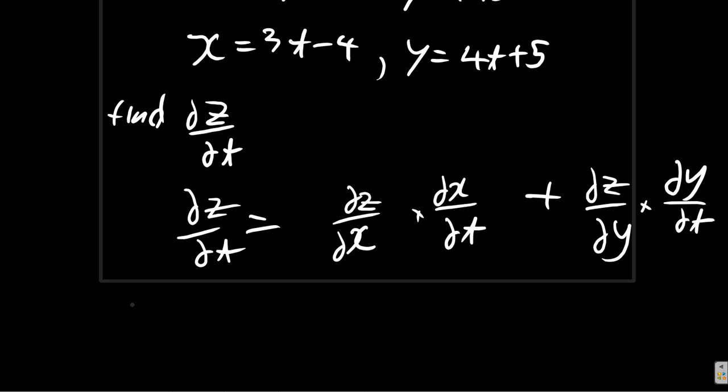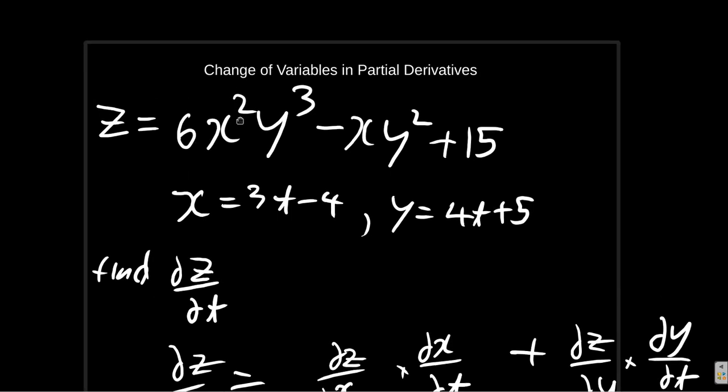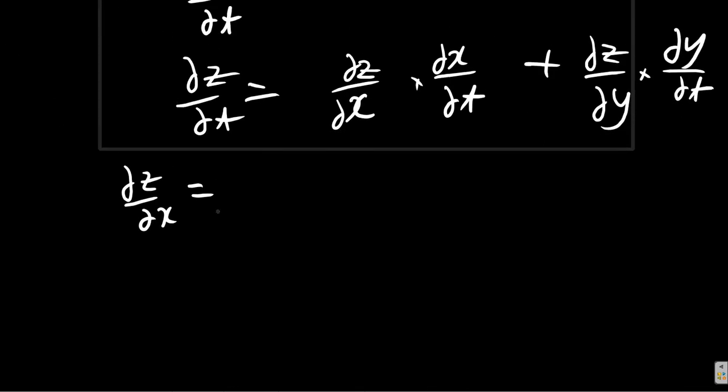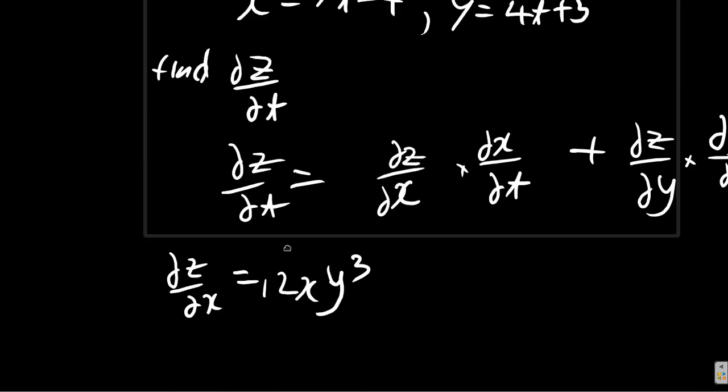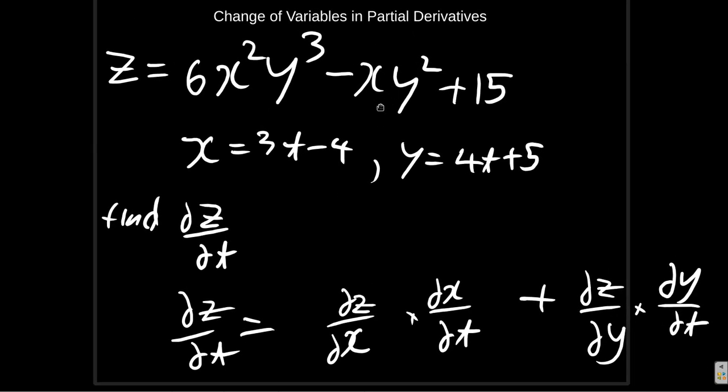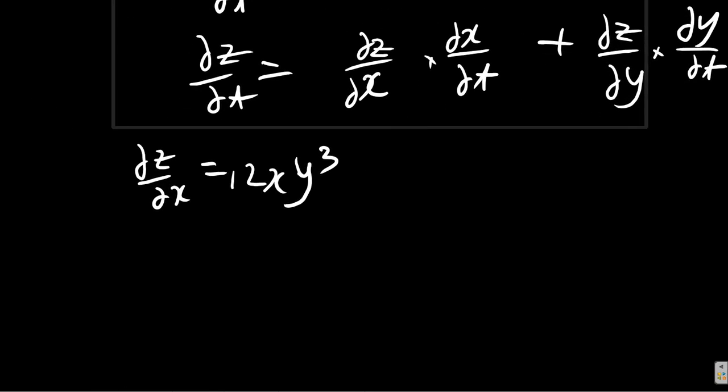Delta z by delta x is, look at this, when you take delta z by delta x, the 2 in the power will multiply, it's 2, 6, 12, x to the 2 minus 1, so it's 12x, and then y cubed, right? 12x y cubed. Alright, what's going to happen out here now? Minus 2xy. You see that?